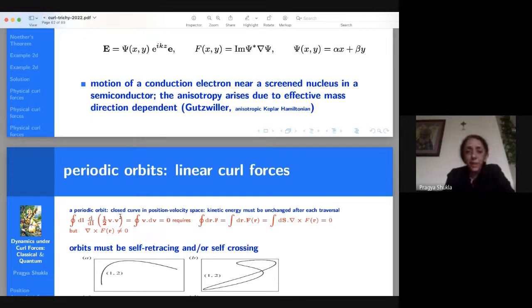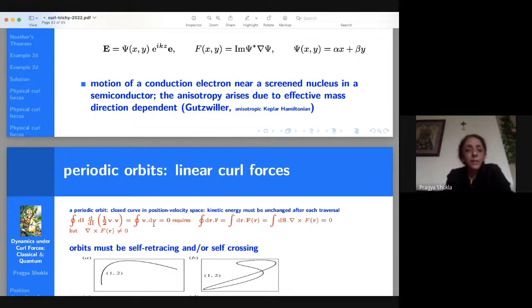So a periodic, closed curve in position-velocity space. The kinetic energy must be unchanged after each traversal, right? Either you define kinetic energy in some very non-standard way, or if you define kinetic energy as half mv squared, then if velocity comes back to itself, kinetic energy comes back to itself. Kinetic energy must be unchanged after completing the periodic orbit, right? Now you consider the periodic orbit marked by dl, the perimeter, and the integral of m v dot dv along dl. So this thing should be 0, right?